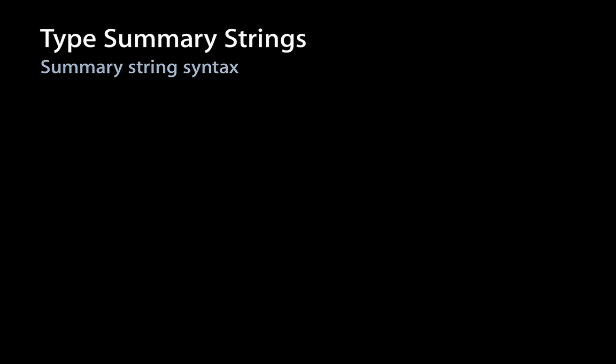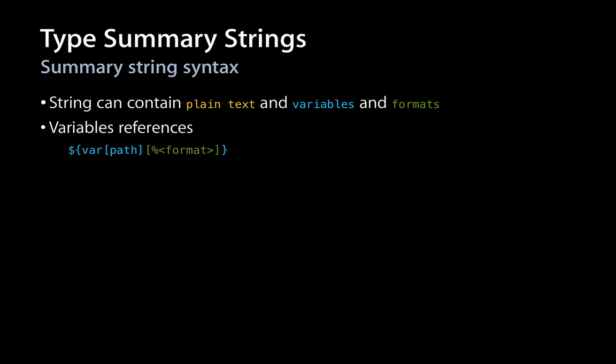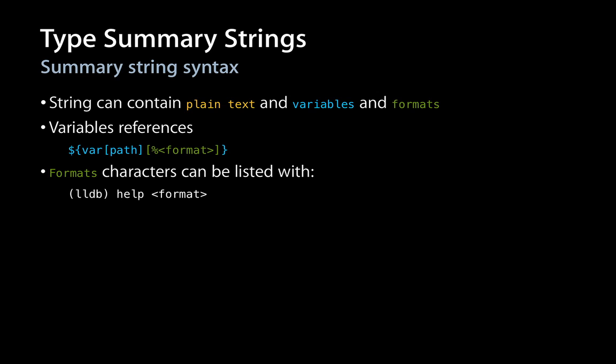Now, the summary string syntax can contain plain text, it can contain references to your variables, and you can optionally override the format in which that is used to display your variable. So variable path references are contained inside of a $ sign and a squiggly bracket, just to make it unique so that you can type in plain text. You can optionally specify a path down inside that variable, and you can also override the format. The formats are the same formats that we looked at in the beginning when we typed help and got help on the option type of format, and it just helps to see some example strings.